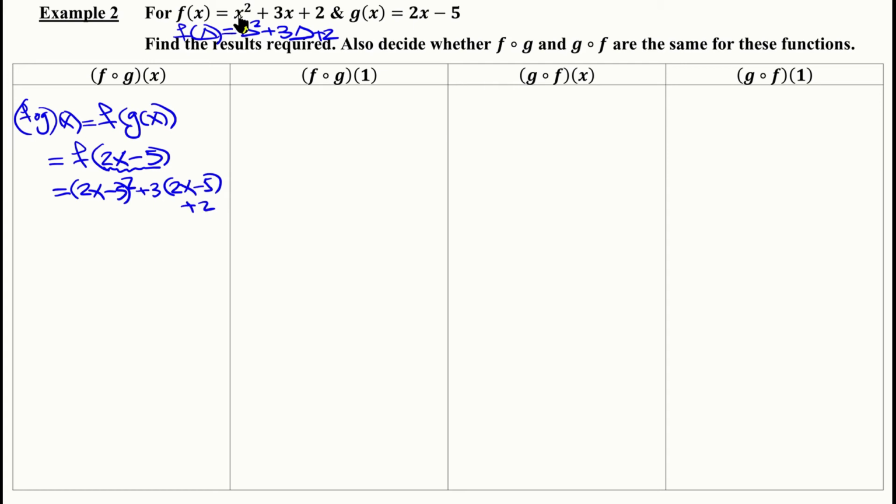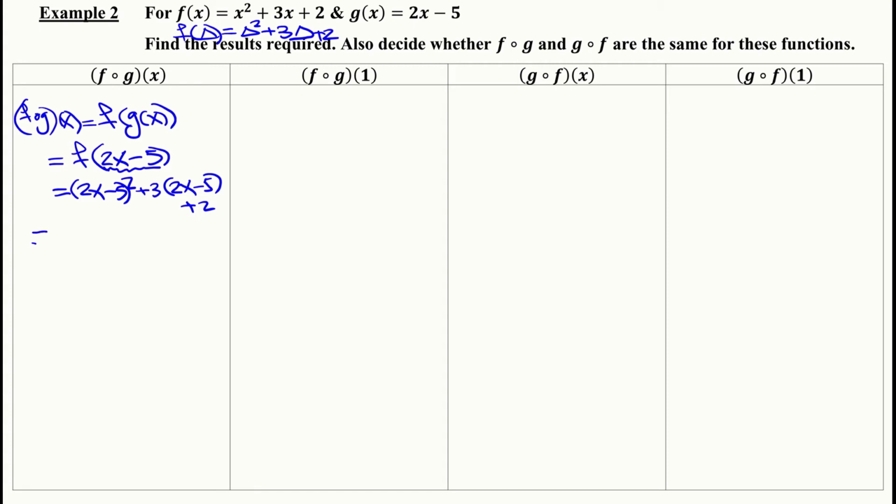So remember, every place you see x, since you want f of 2x minus 5 instead, replace the x with 2x minus 5. Every instance of x. So here x became 2x minus 5. For 3x, the x became 2x minus 5, and the 2 doesn't change because there's no x in it.